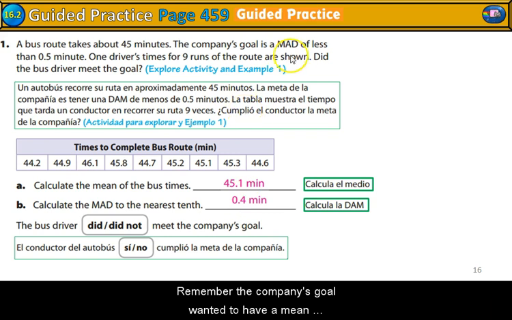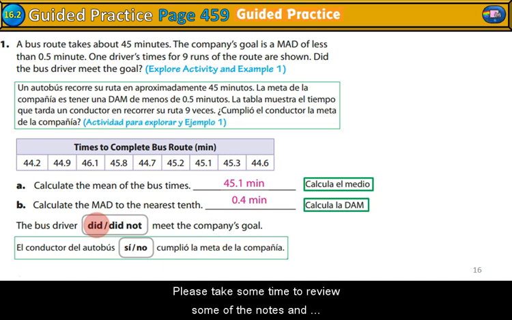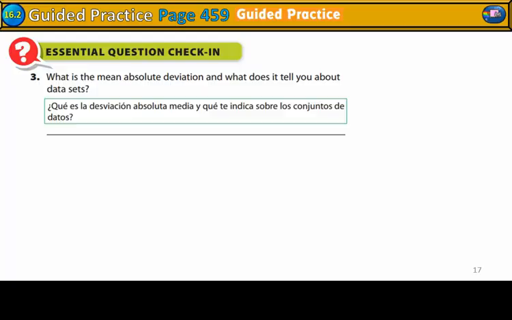Remember, the company's goal wanted to have a mean absolute deviation of less than 0.5. Is 0.4 less than 0.5? Did the bus driver meet his goal or not? In this case, the bus driver did. Please take some time to review some of the notes and some of the examples in the previous slides by rewinding as needed. So, what does the mean absolute deviation tell us about the data sets?